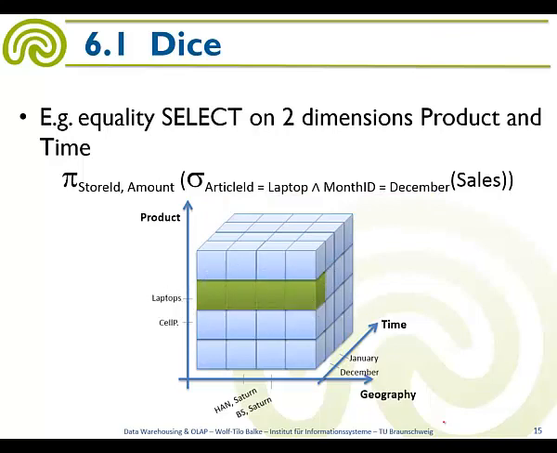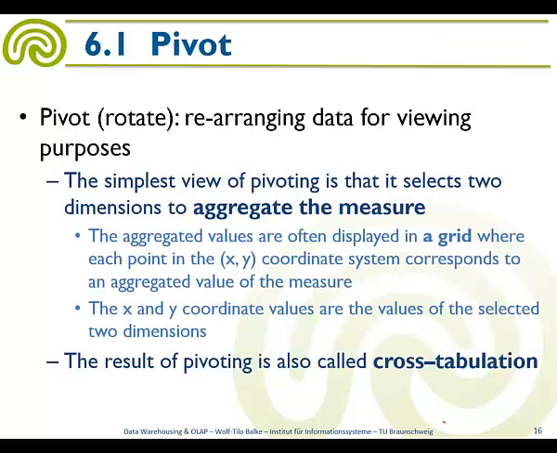Good. Then we have pivot. Pivot is not actually a selection or projection operation. Pivot is just for showing data in different ways, because the way that the cube is arranged, the way that you arrange your dimensions, is arbitrary.